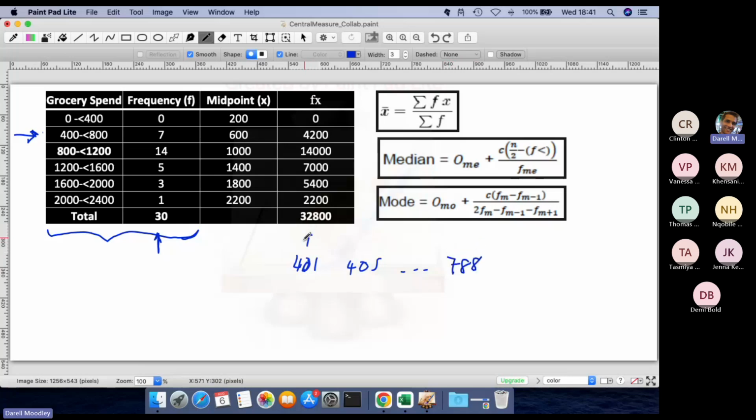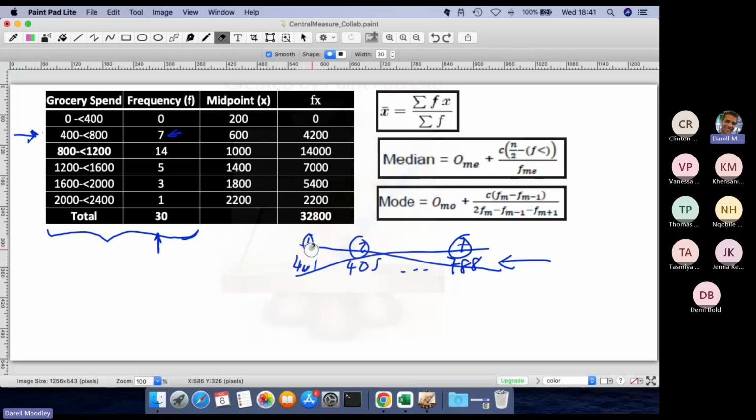Right? It could be the case that the first person spends that, second, and then the last person, which is the 7th person, because you can see we have 7 people in this bracket. That person could spend 788. Now, if we had been presented with their exact numbers, then the data would be ungrouped. But we are not given that information. All we are told is that there's 7 people, but we know that they spend in that range. Okay, so just keep that in mind.